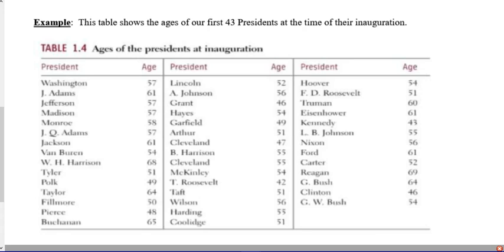Anybody spot the oldest one? 61 maybe, Jackson? 68, who's that? 69. 69, Carter. No, Reagan, my bad, I can't read. 69 was Reagan. So Reagan was the oldest starting president, and our youngest was... JFK. Probably JFK. 43. Actually, Roosevelt. 42, yeah. So Teddy Roosevelt is 42. Okay? We're going to be using this.